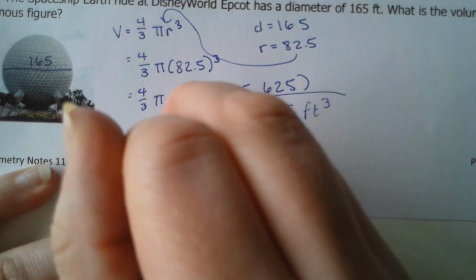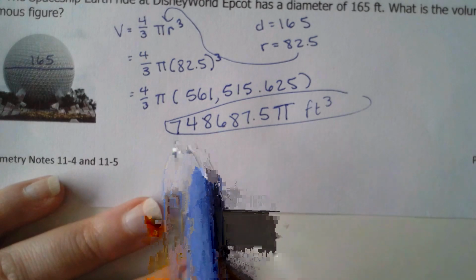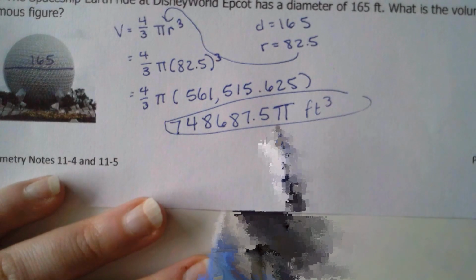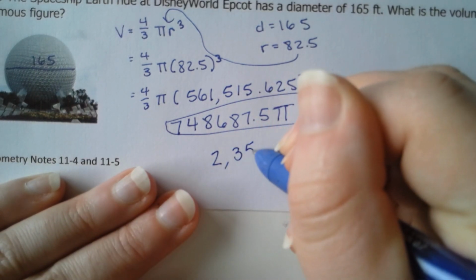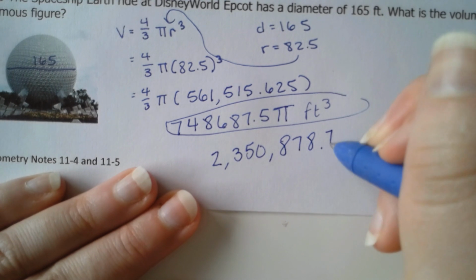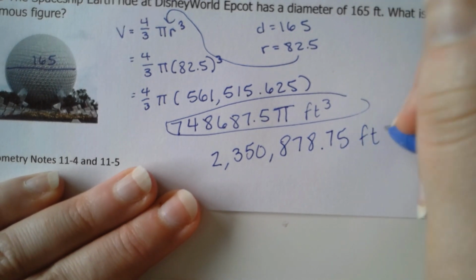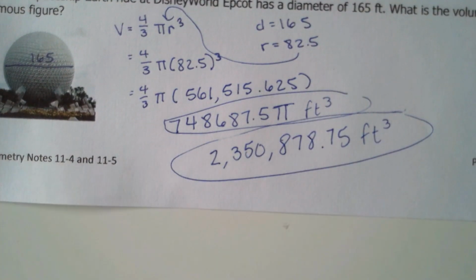Again, you can leave your answer like this, but I'm going to go ahead and change this to decimal as well by taking this number and multiplying by 3.14, which would give you 2,350,878.75 cubic feet. That is huge. Okay, think about what that means.